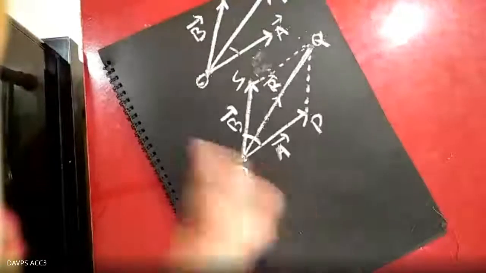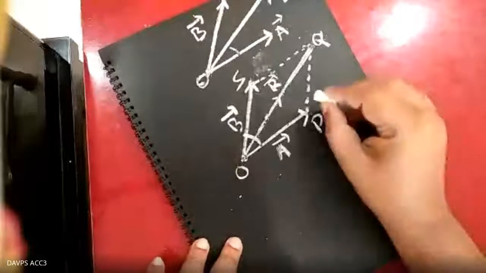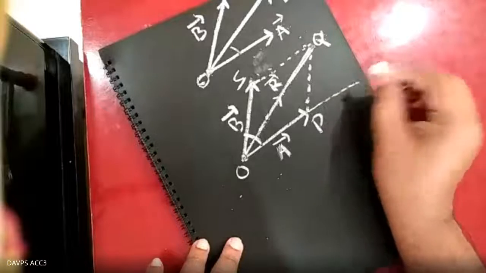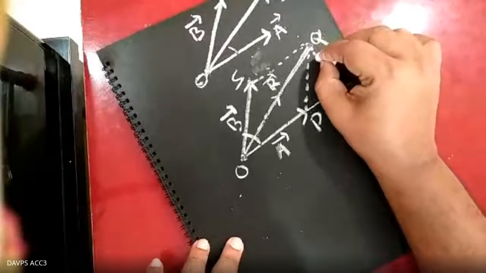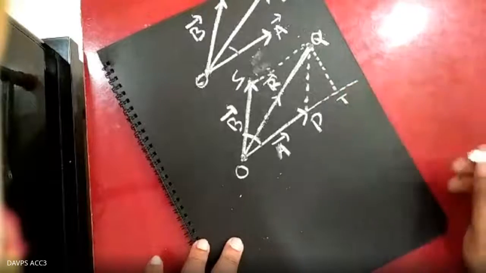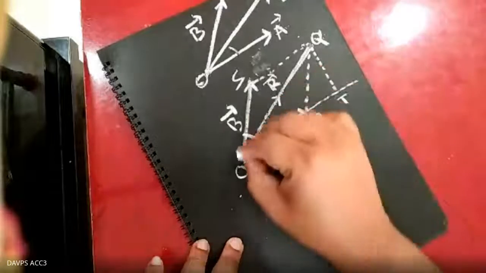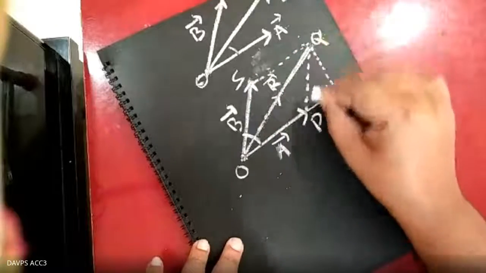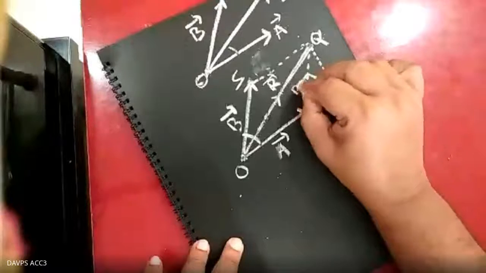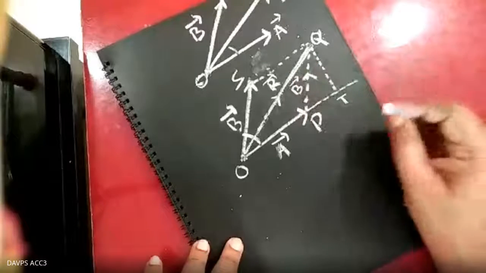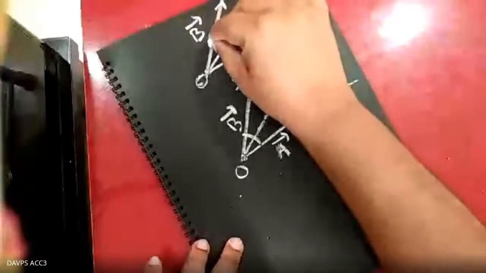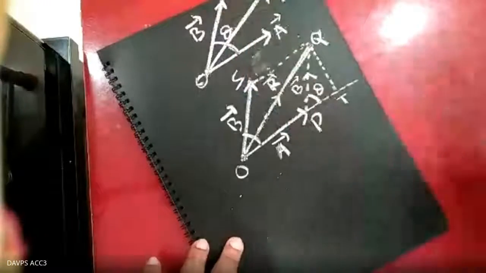Simply follow the triangle law here. Just extend vector A. I am extending vector A, and a perpendicular from Q is drawn, which you take as QT. As it is a parallelogram, this side is also equal to vector B. And this is the angle between vector A and vector B, that is theta.